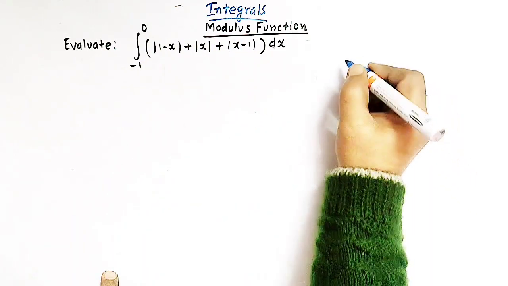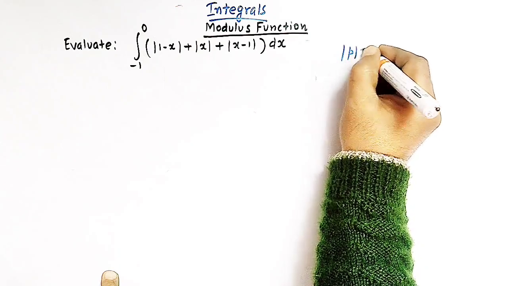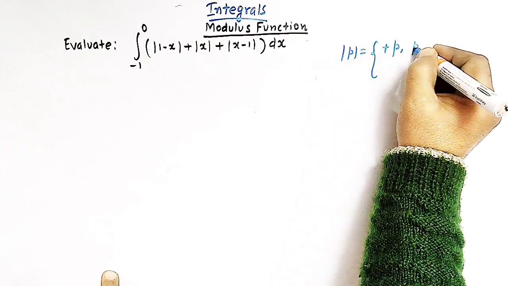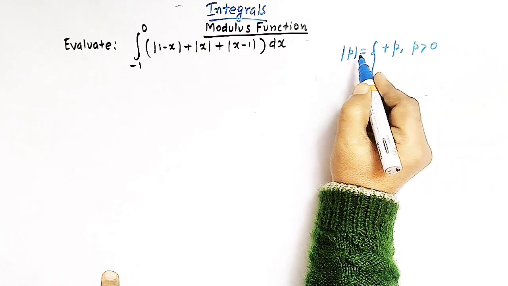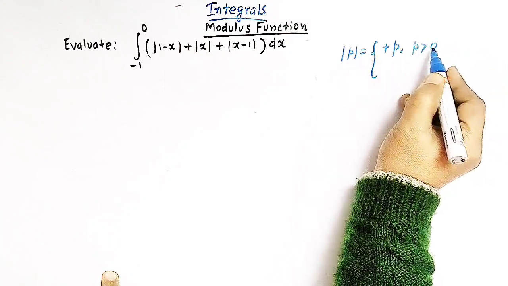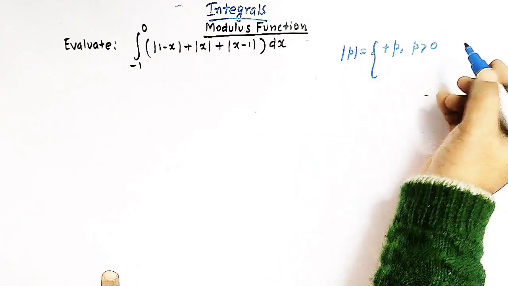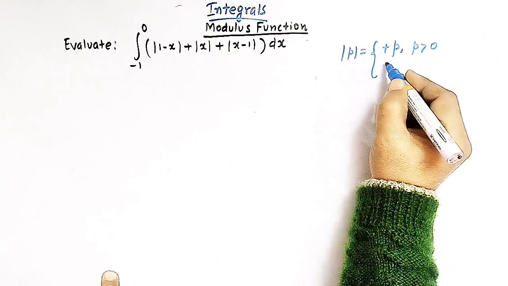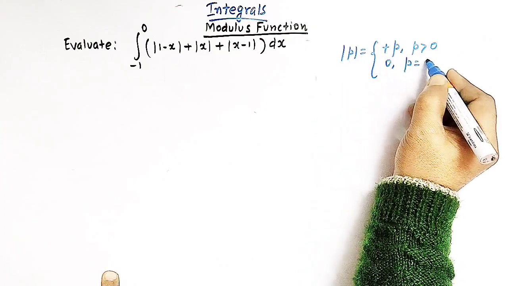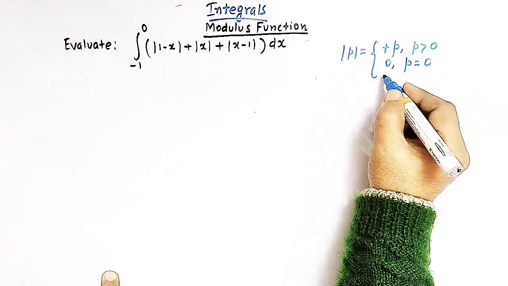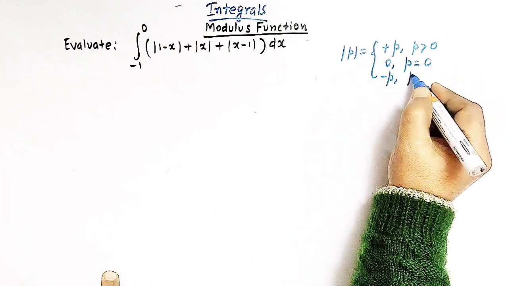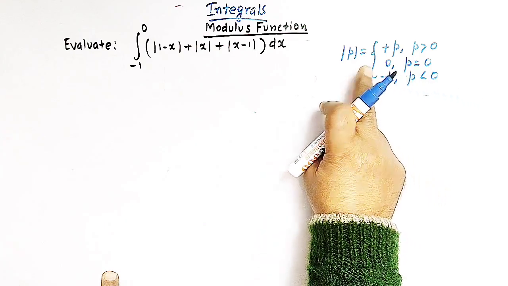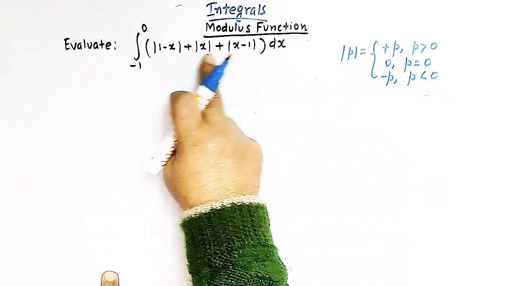So now mod of p is defined as positive p when p is greater than 0. So whenever p is greater than 0, that is p is positive, then mod of p is positive, right? And mod of p is 0 whenever p is equal to 0, and mod of p is negative p when p is less than 0, right? So let us apply this definition to these three functions.